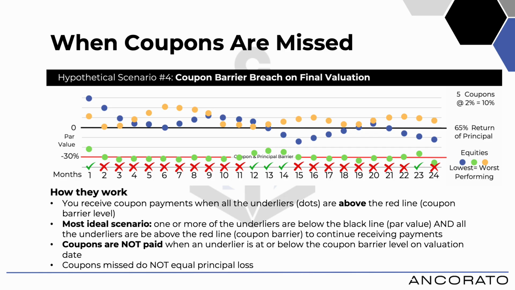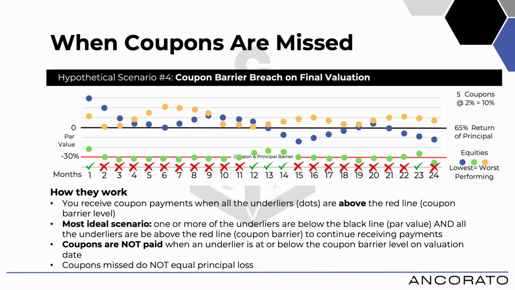In order for an income note to pay its coupon, all of the underliers, the dots, have to be above the red line, the coupon barrier, on its valuation date. The most ideal scenario, however, is for one or more of the underliers to be below the black line and all of the underliers to be above the red line. This helps to ensure that the note continues to pay its coupon for the duration of the note.